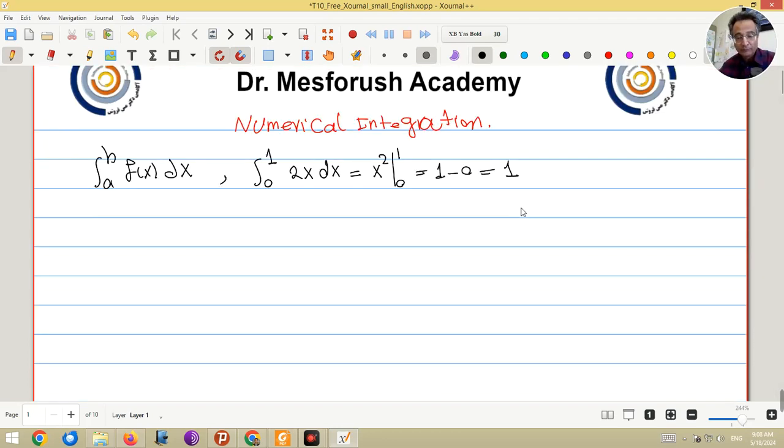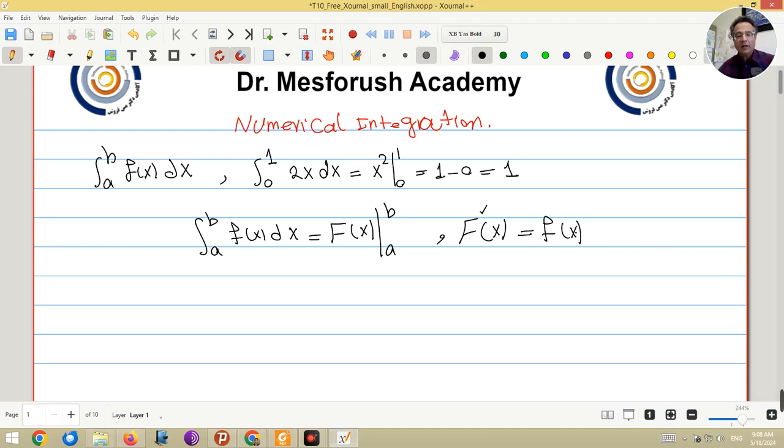In fact, we know that the integral from a to b of f of x dx is equal to big F of x from a to b. This is the fundamental theorem of the definite integration. And we know that big F of x is a function such that if we take the derivative of big F, it will be equal to f of x.